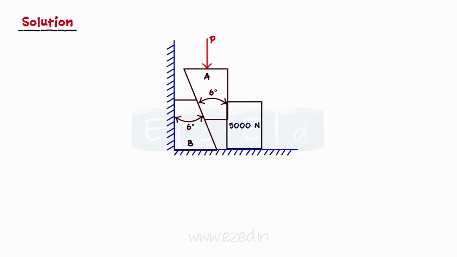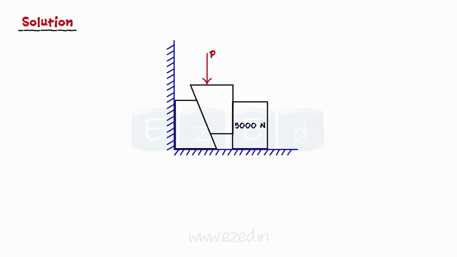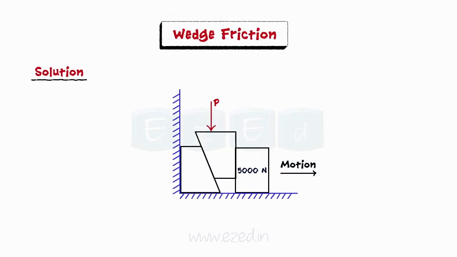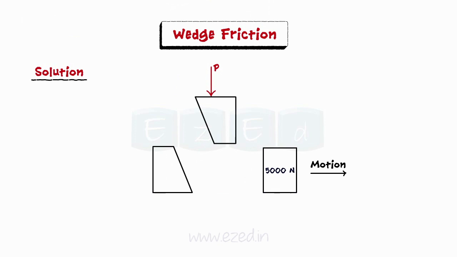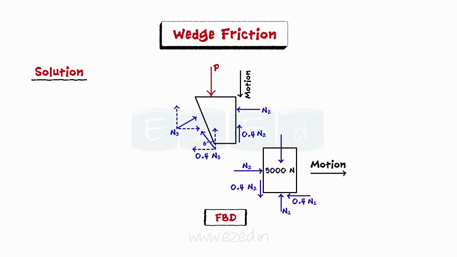In this case, two wedges are used in combination to cause a small horizontal movement to the heavy block of weight 5,000 Newton. Force is applied to wedge A, pushing it down, thereby causing horizontal movement of the heavy block towards the right. We will now isolate the wedges and the block. The free body diagrams of the block and the wedge A are drawn.